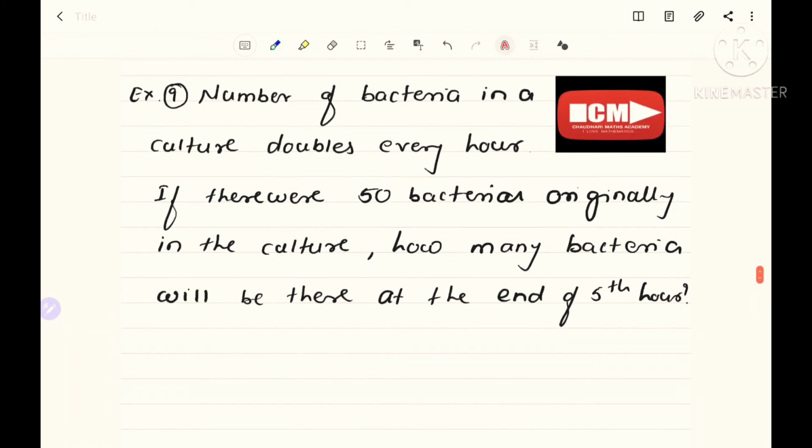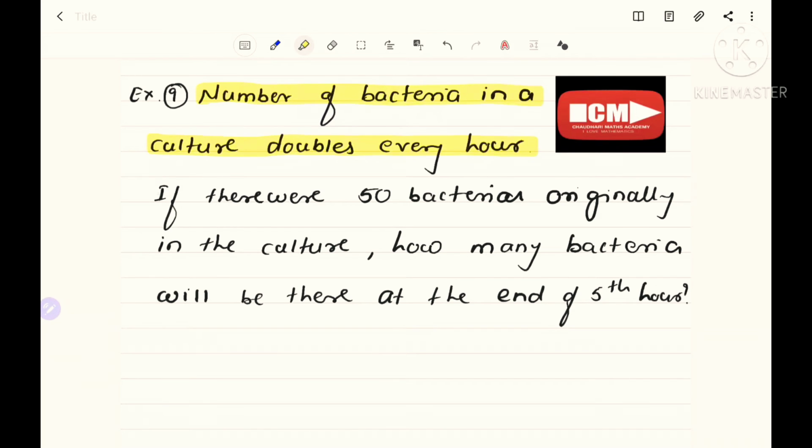Okay, so here I am switching to the next level of the problem. Now this is a word problem, and you will realize how we see a use of geometric progression in real life situations too, right? So here the number of bacteria in a culture doubles every hour. So what they are trying to tell you from this first sentence is, if you start an experiment at a certain time, then after every hour the bacteria doubles, right?